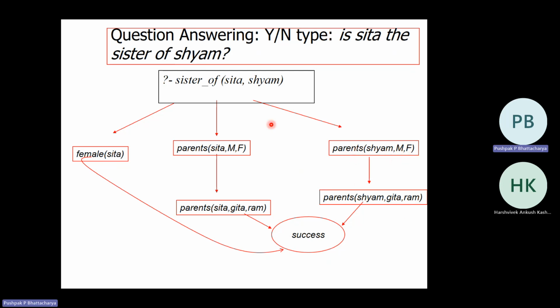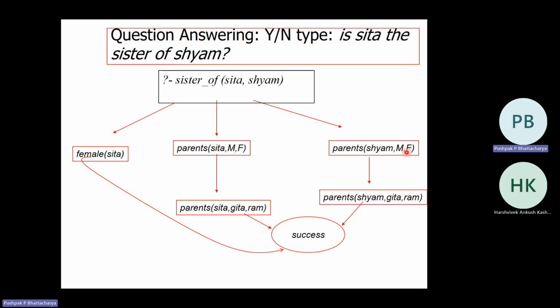Okay, succeeds. So all the conditions of sister are satisfied, because you see sister of X Y is satisfied by three sub-goals: female X, parent of X M F, parent of Y M F. So here X is Sita, Y is Sham. Satisfy first goal, female Sita, fine. It does not bind any variable. Parent Sita M F, and M and F are variables, so they get bound to Gita and Ram.